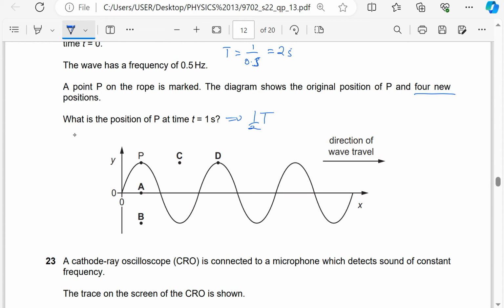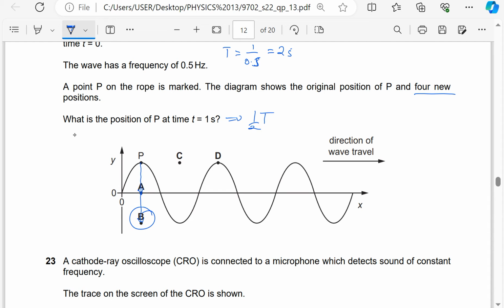So if a point P is marked on a rope, it is moving up and down. A quarter of a period, it goes to point A, and another quarter it moves to point B. So 1 second is half a period, so it will be at point B. So the answer is B.